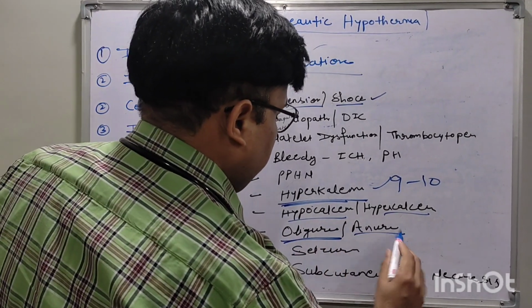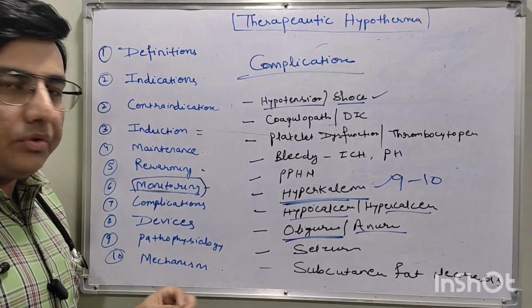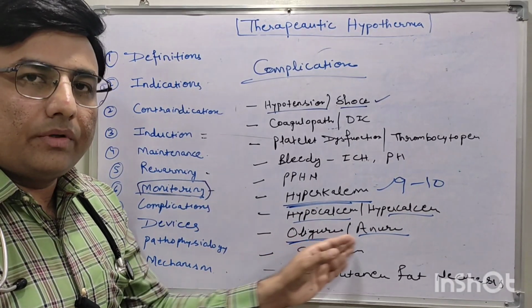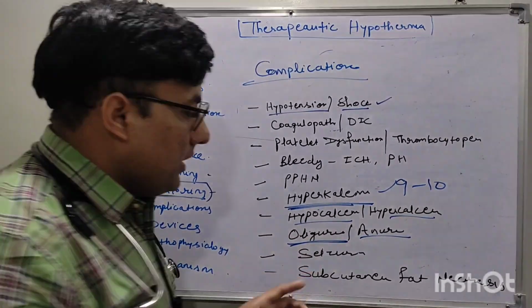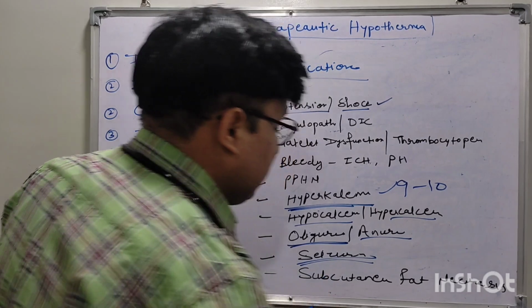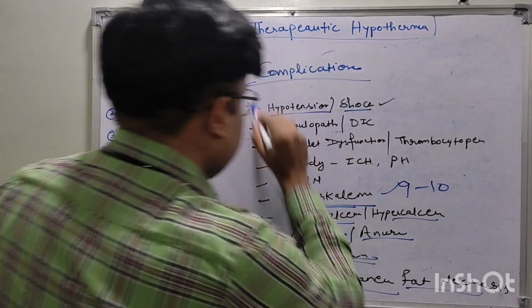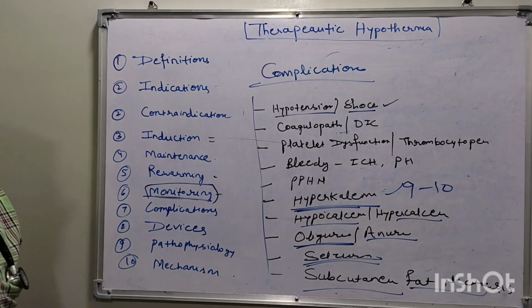During therapeutic hypothermia, because of decreased renal perfusion, oliguria or anuria can happen, so we have to monitor urine output. During the rewarming phase, seizures can precipitate, and subcutaneous fat necrosis can occur. So these are the complications of therapeutic hypothermia.